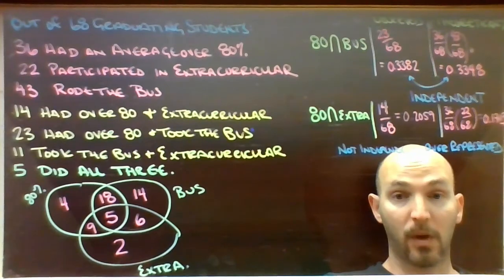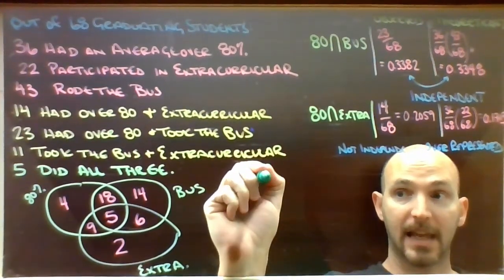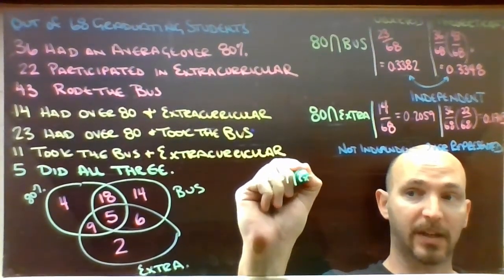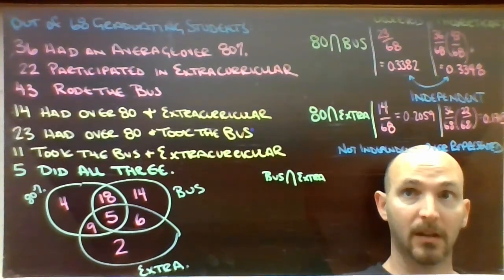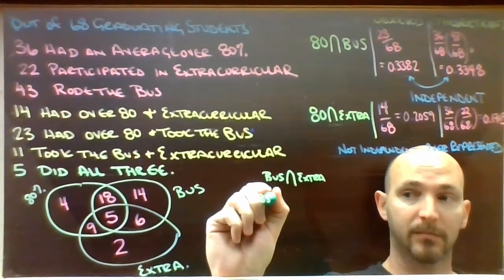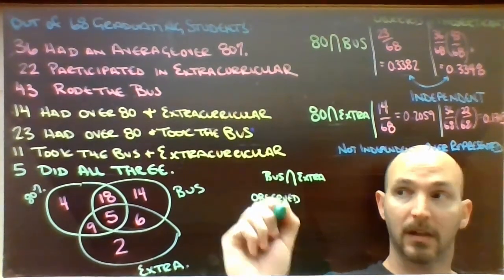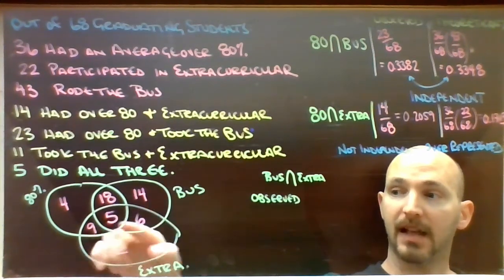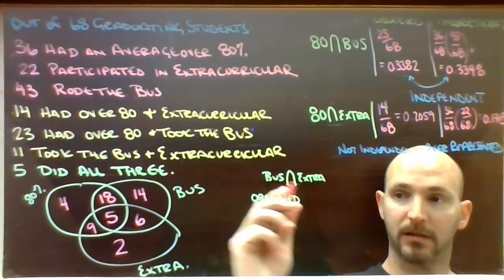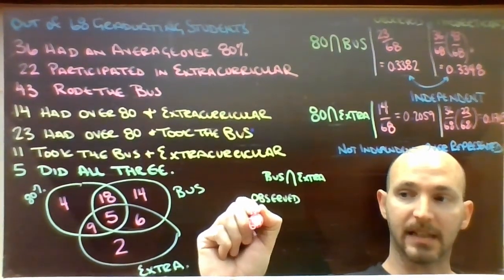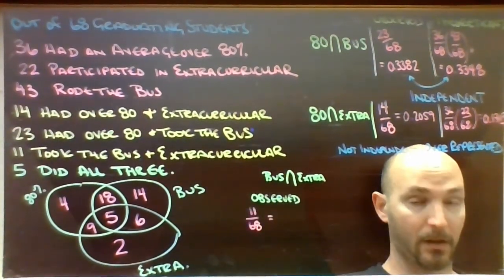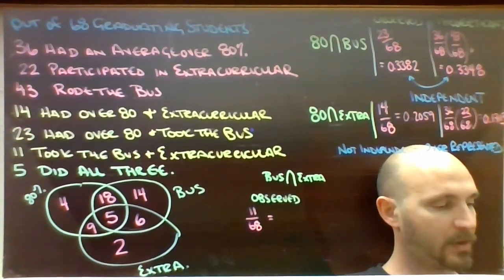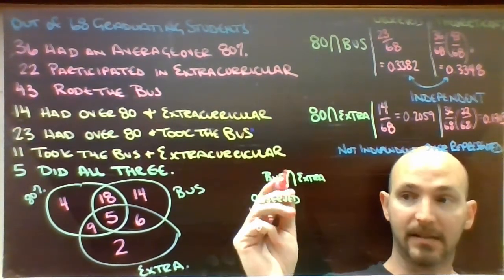All right, now there's only one more combination to do, and that is taking the bus and being an extracurricular. So, observed, taking the bus and extracurricular, where is that? That's here. That's 11 people out of 68, which ends up being 0.1618 if you round.